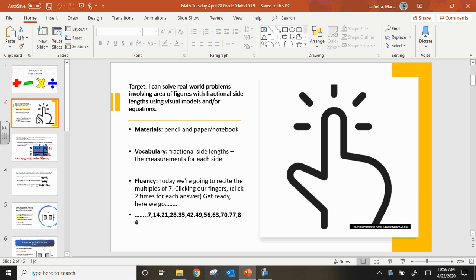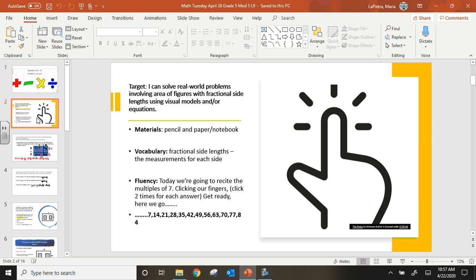Our target for today is: I can solve real-world problems involving area of figures with fractional side lengths using visual models and/or equations. So basically we are going to do what we've been doing all of these lessons, but through word problems. And we are going to sketch or draw our rectangles and label to make it easier for us to solve these problems. Okay? So make sure you have a pencil and paper or your notebook so you're ready to begin. Vocabulary: when they say fractional side lengths, those are just the measurements for each side.